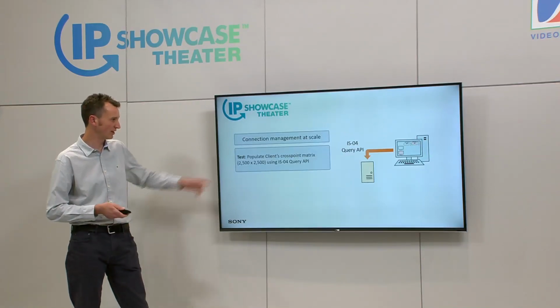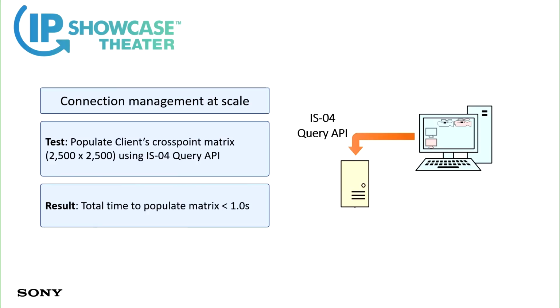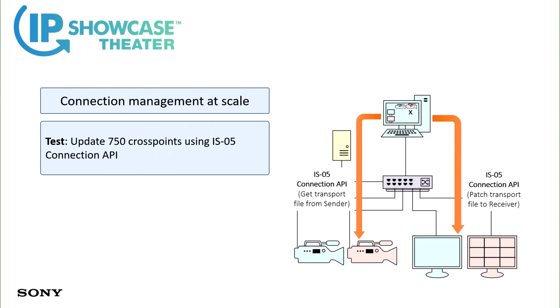So to get the full 2,500 senders and 2,500 receivers, we found we could do this in less than 1 second with some optimization. And the optimization was really to make sure we're using the pagination feature within the query API to make sure we could get everything from the registry in a sensible amount of time.